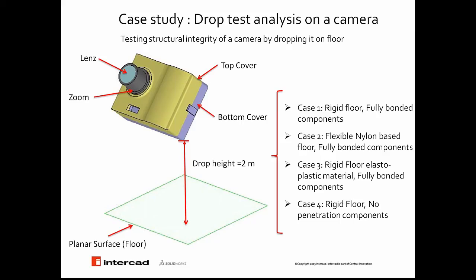In the third case, we're considering a rigid floor, but this time we will consider plasticity. Meaning if the camera's components fail, we consider the permanent deformation on that part by using an elastoplastic material, but the model is still fully bonded. Then the next case, which is case 4, has a rigid floor, but this time we are treating our model as an assembly, meaning we have no penetration between components.